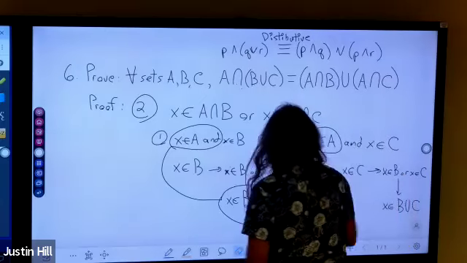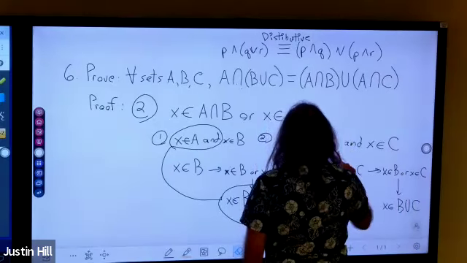Oh man, I still circled it wrong. All right.